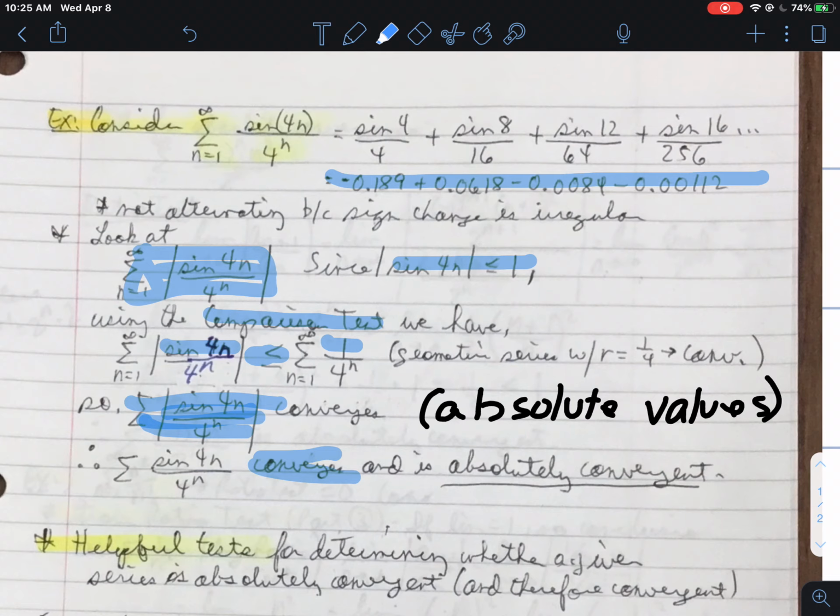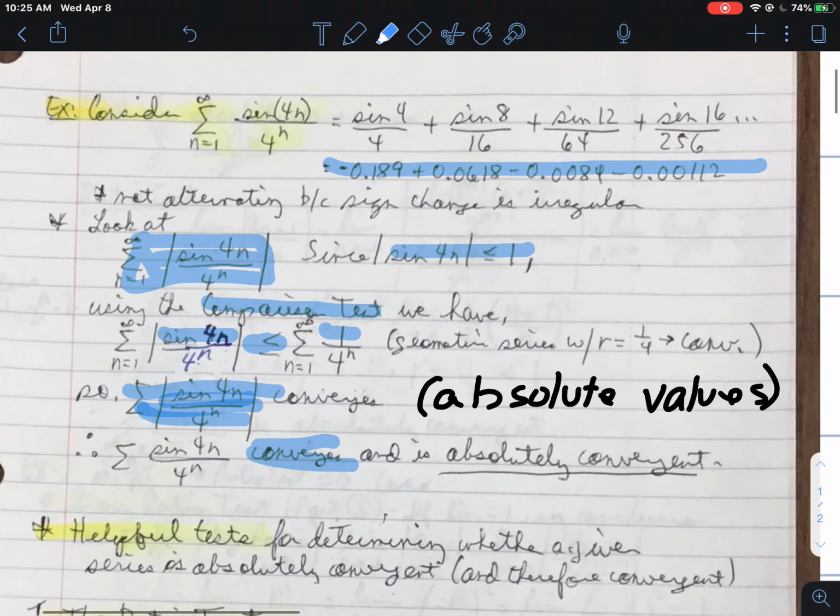Okay? Now, this comparison test with absolute value, again, it's like any of these other tests. I mean, we keep talking about using an appropriate test or recognizing what type of test is going to work. Well, in this case, I could make a comparison, and it was all based upon what we knew about sine of 4n. Right? Because we knew the sine of 4n is going to be less than or equal to 1. That's what set up the comparison. And then looking at the absolute value, showing that the absolute value converges, which means the series is absolutely convergent and therefore convergent. Right?